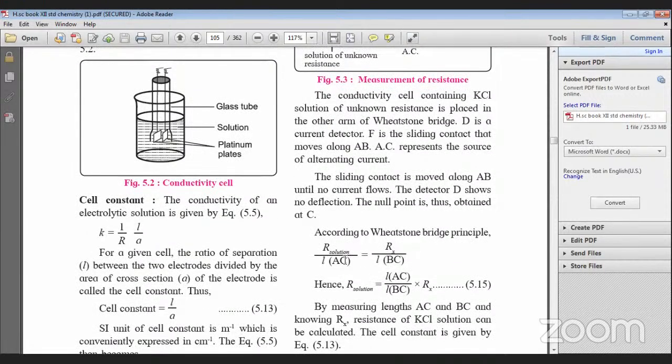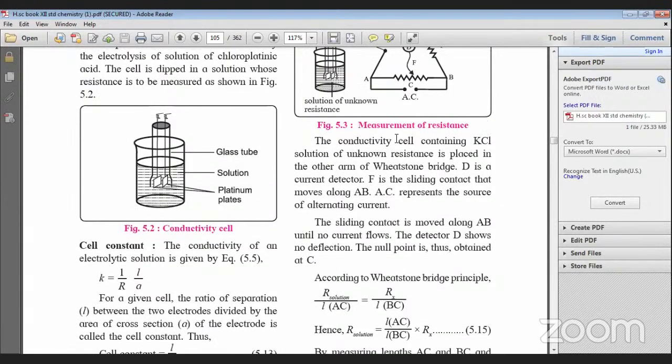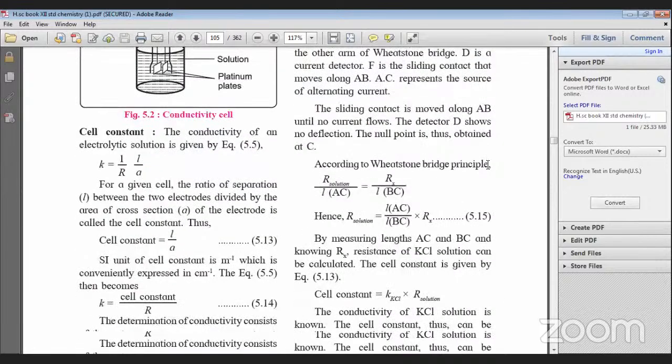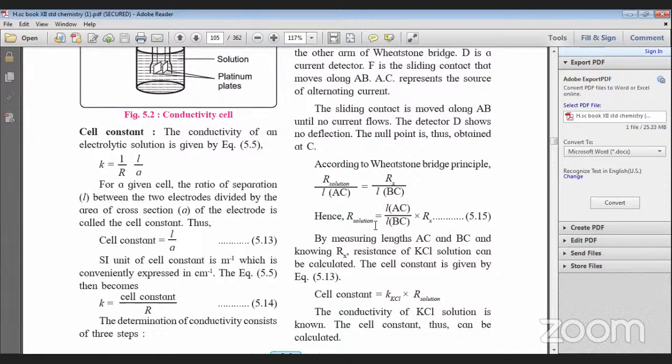Now according to the Wheatstone bridge, what is the formula? R of solution, that is the resistance of solution, divided by length of AC is equal to Rx, the variable resistance of the Wheatstone bridge, divided by length BC. So R of solution, which we are not knowing, divided by the length AC, whereas Rx, which we are knowing, divided by the length BC. So finally, how will you find out resistance R of a solution? R of solution is length AC upon length BC into Rx.